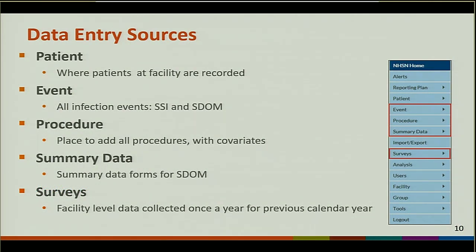So this first slide here we're going to look at, there's really 5 main areas in which NHSN users are going to enter data into NHSN. Obviously, if you're going to think of patient, event, procedure data, all of those individual data records have their own tab in NHSN that you can add, find, and look for data. In addition, we have summary level data forms for the same day outcome measures, which we'll explain later on in this presentation. And finally, we have surveys, which is facility level data collected once a year for the previous calendar year.